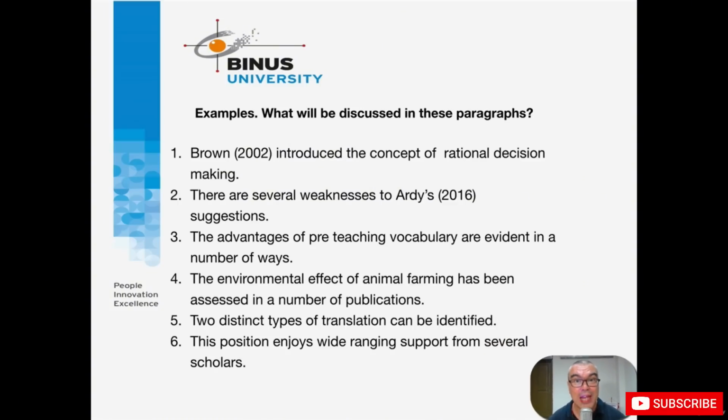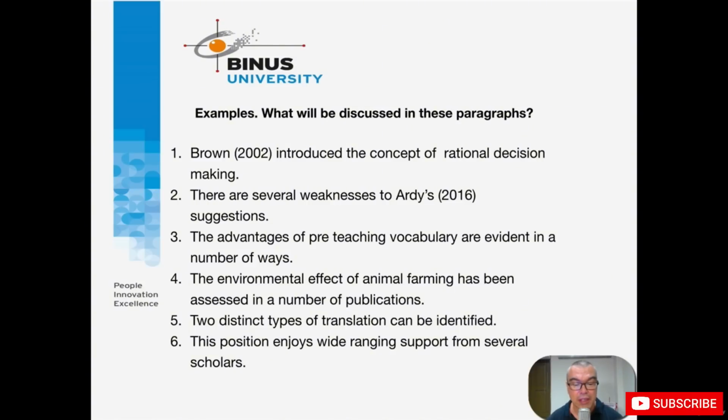I'll read these examples out to you, and as I read them, think about what is going to be discussed. So imagine that this is the first sentence in a paragraph. What do you think is the main idea of this paragraph, and what kind of information will the writer present? So here we go. Number one. Brown introduced the concept of rational decision making. Number two, there are several weaknesses to R.D.'s suggestions. Number three, the advantages of pre-teaching vocabulary are evident in a number of ways.